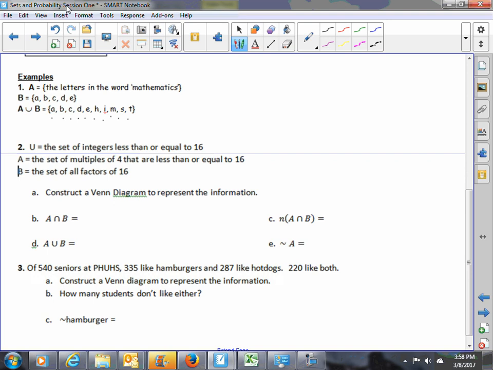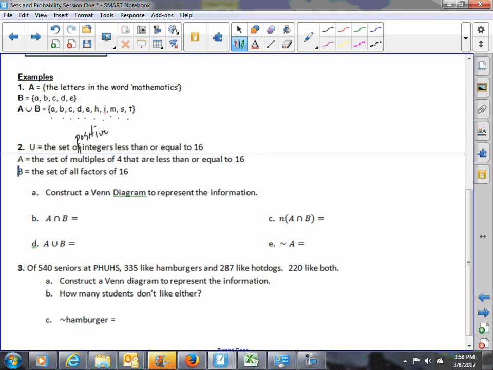Well, I'm a little nonplussed here because with integers less than or equal to 16, that includes 0 and -1 and -2, and it keeps on going forever in that direction. So how about if we change this for the moment to positive integers? Well, actually, we don't need to cross out integers. We'll just put a little caret in here and say positive integers.